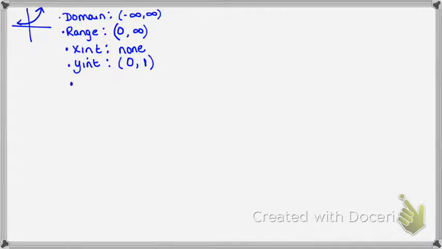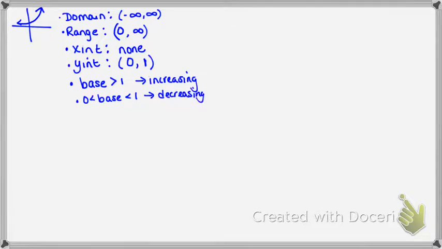Now, increasing, decreasing. Both of the graphs we looked at today were increasing, but that's because our base, that 3, was greater than 1. So if our base is greater than 1, our graph is going to be increasing. If our base had been between 0 and 1, then our graph would be decreasing. All right, so the increasing looks like what we've seen. Decreasing, it would be coming down.